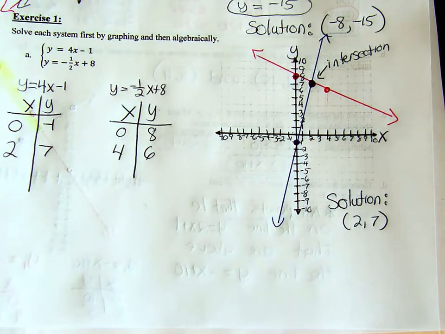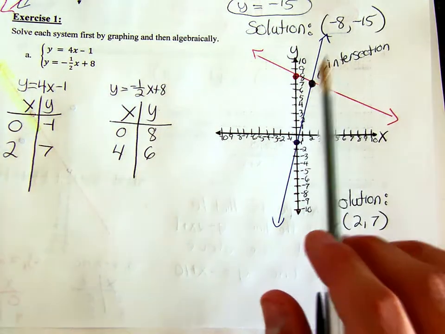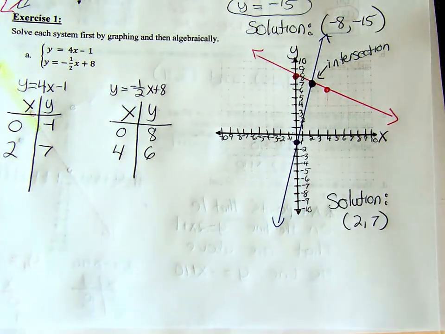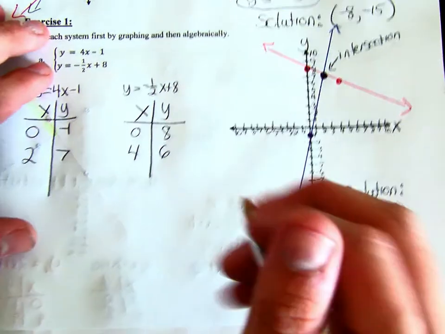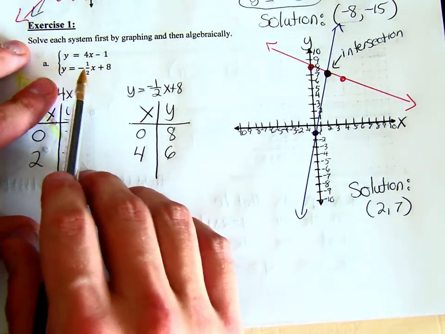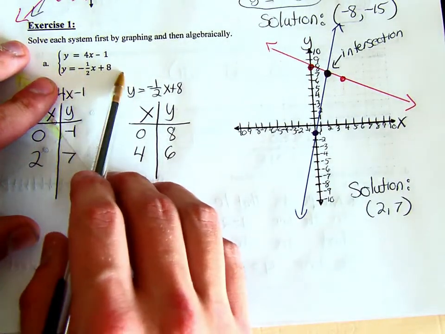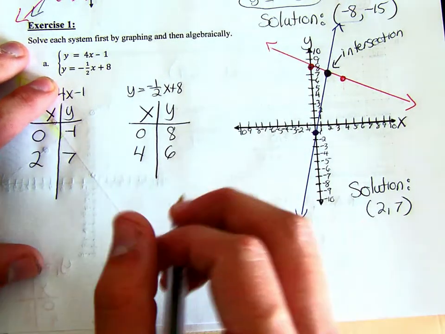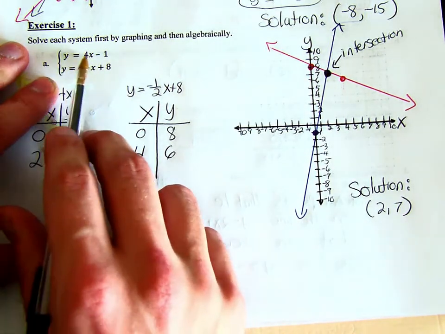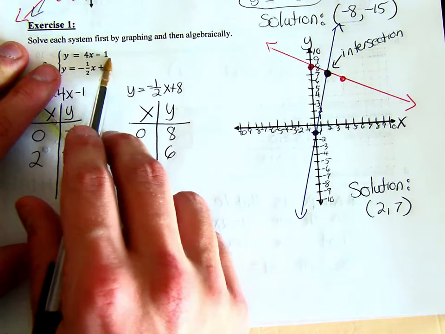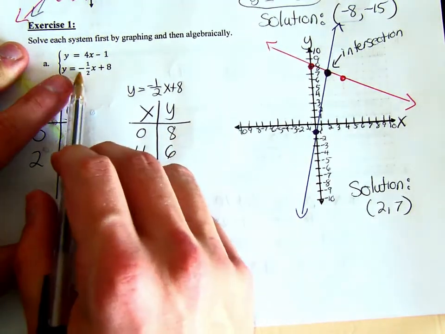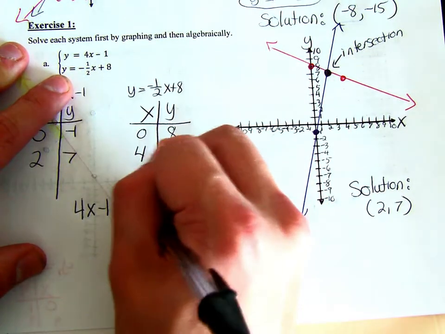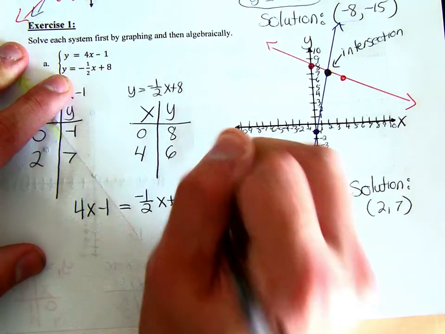Okay. And now, since we just figured that out graphically, by actually graphing it, now we can do it algebraically. Here we have y is equal to 4x minus 1. And here we have y is equal to -1/2 x plus 8. So in this case, I'm going to set both of these equal to each other. So 4x minus 1 is going to be equal to -1/2 x plus 8.